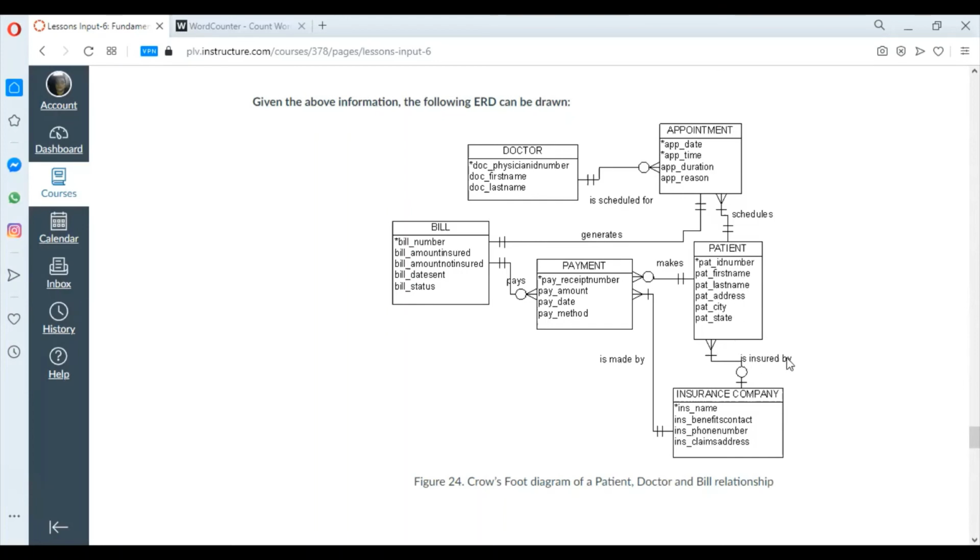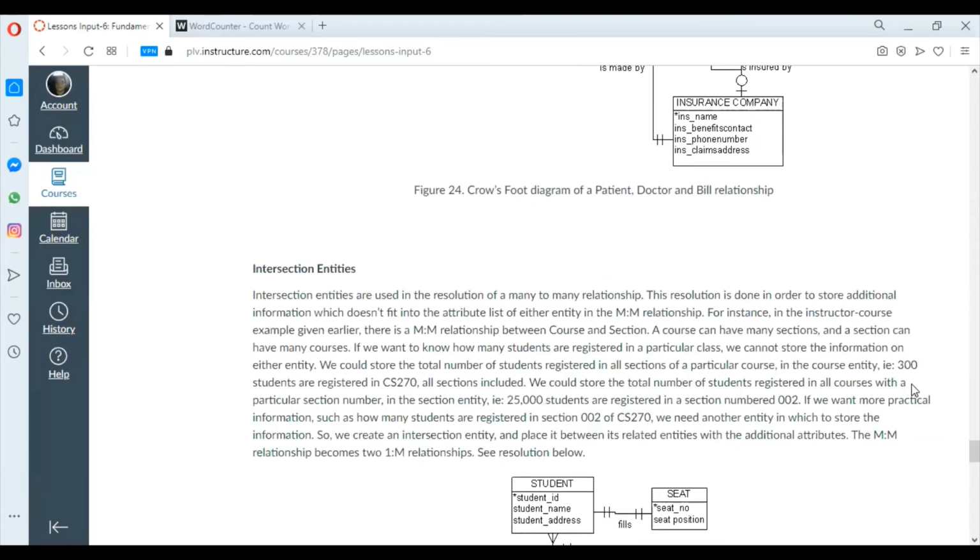One or many patients are insured by zero or one insurance company. And one insurance company makes, sorry, so basically if we are to invert this line, one insurance company makes one or many payments. Okay, so we are not following this one because this one came from this entity. If we are to follow that, it could be one or many payments are made by one insurance company. So it could go in reverse also.